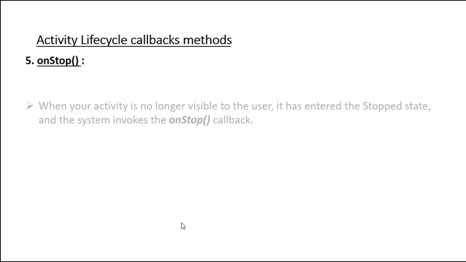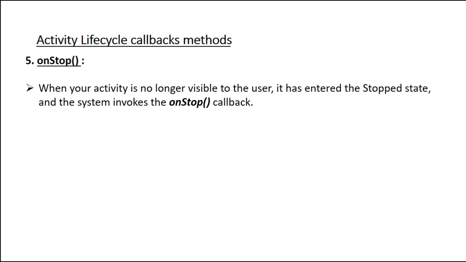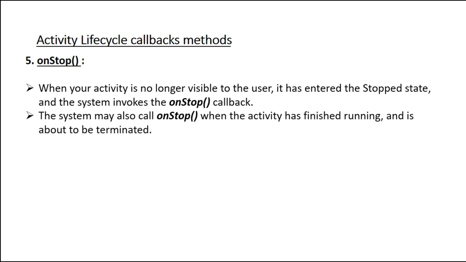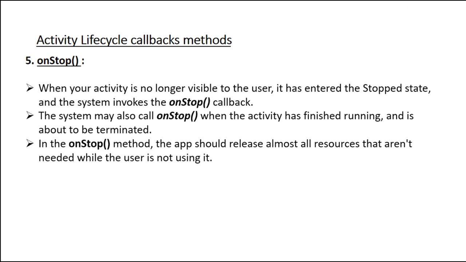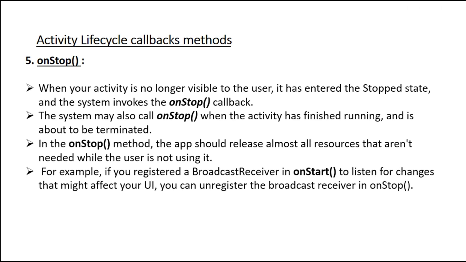The next method is onStop. When your activity is no longer visible to the user, it has entered the stopped state and the system invokes the onStop callback. The system may also call onStop when the activity has finished running and is about to terminate. In the onStop method, the app should release almost all resources that aren't needed while the user is not using it. For example, if you registered a broadcast receiver in onStart to listen for changes that might affect your UI, then you can unregister the broadcast receiver within the onStop method.